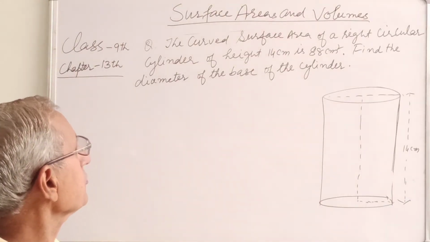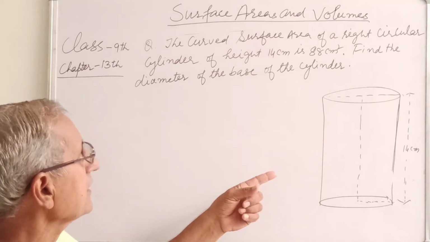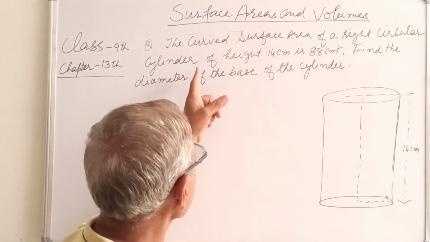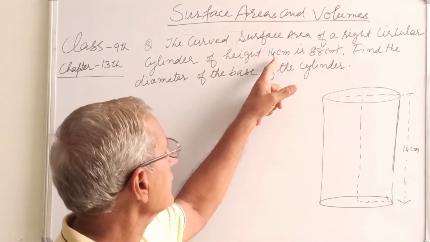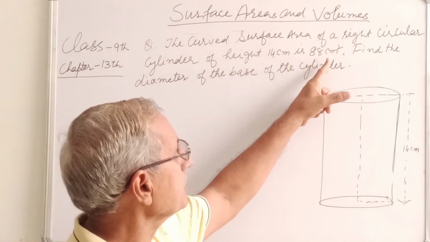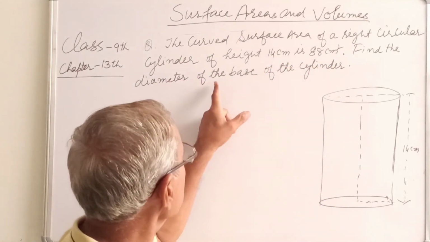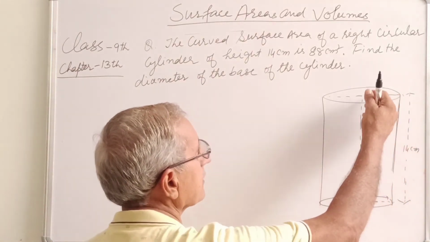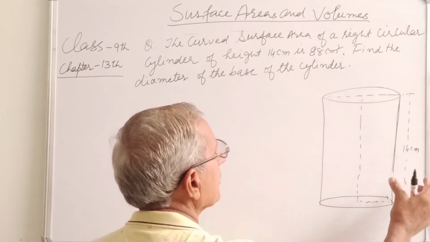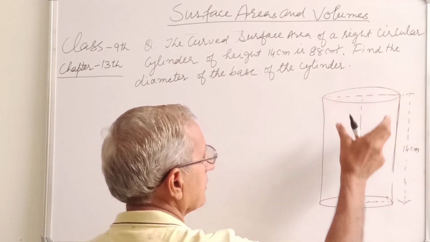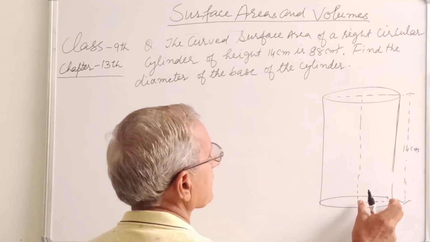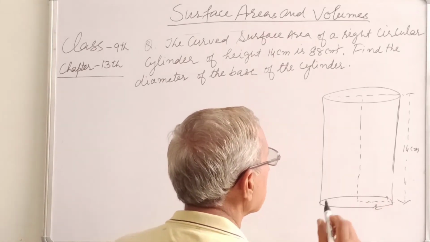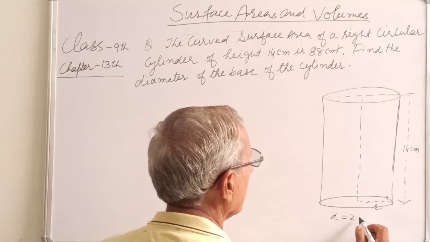So here is the next question, that is for cylinder. The curved surface area of a right circular cylinder of height 14 centimeter is 88 centimeter square. Find the diameter of the base of the cylinder. So this is a diagram for cylinder of height 14 centimeter. You have to find the diameter. Diameter is twice the radius. This much is the radius, that is r. So diameter will be 2r.